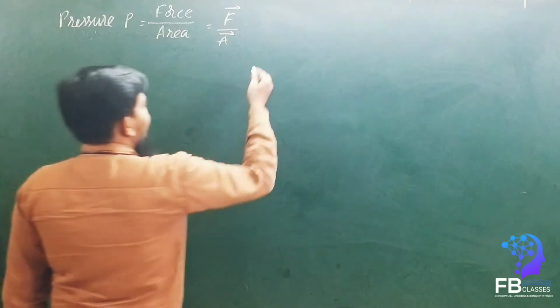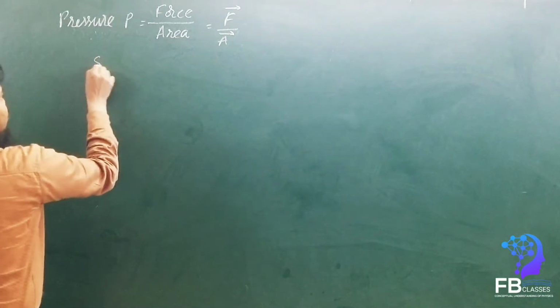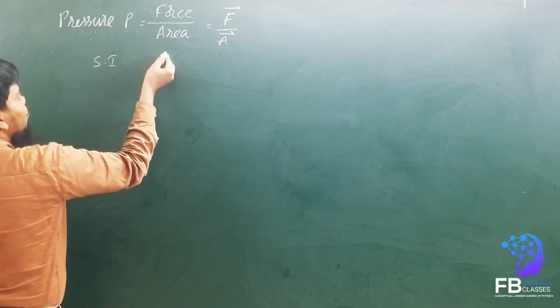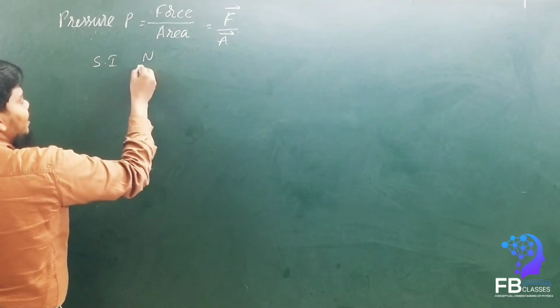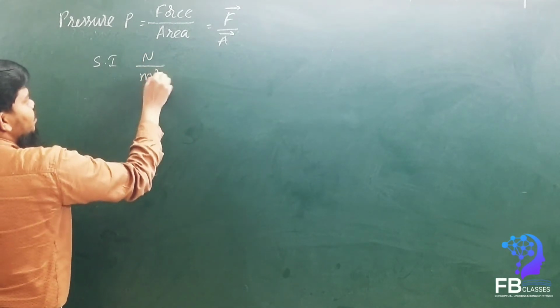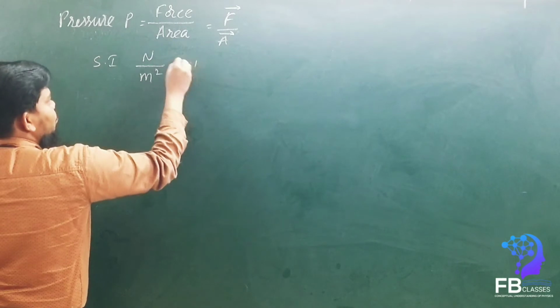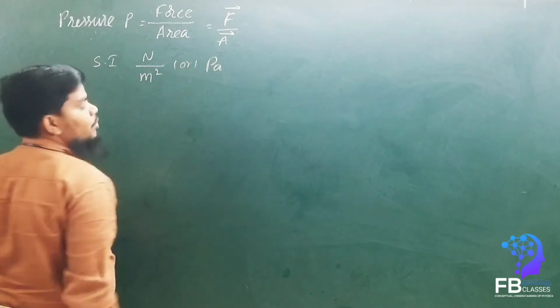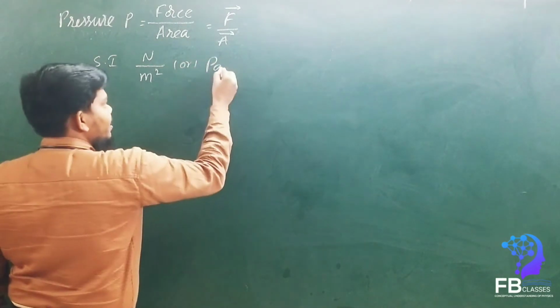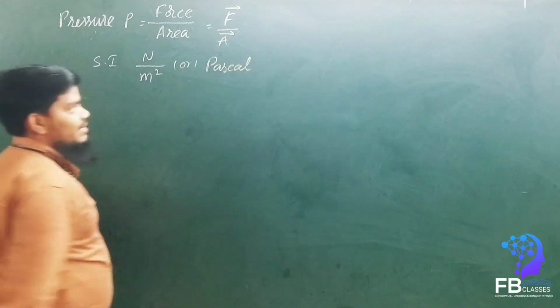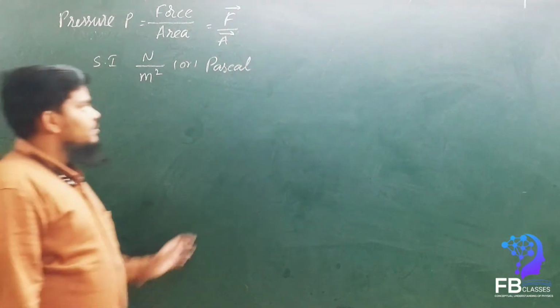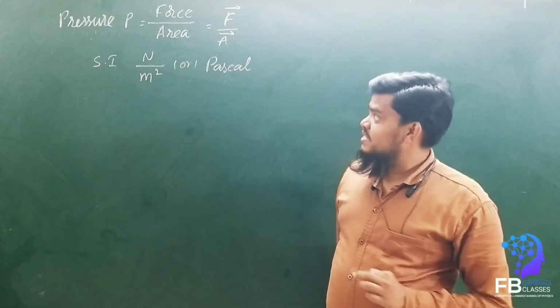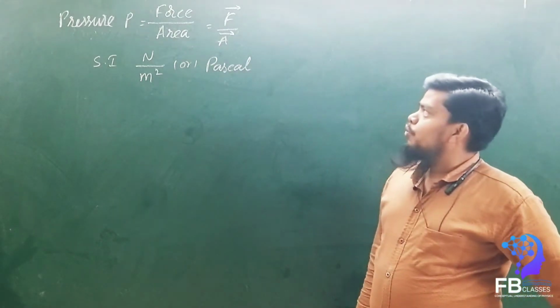If you go for the SI units, how can we write? Force is Newton and area is meter square. So Newton per meter square is also called a Pascal, after the scientist's name. Now here we have to understand very clearly force upon area.